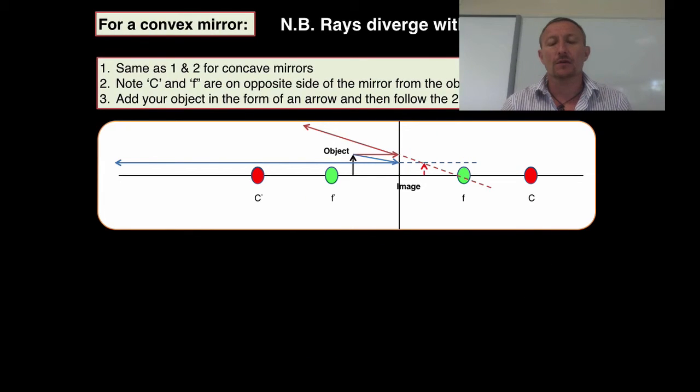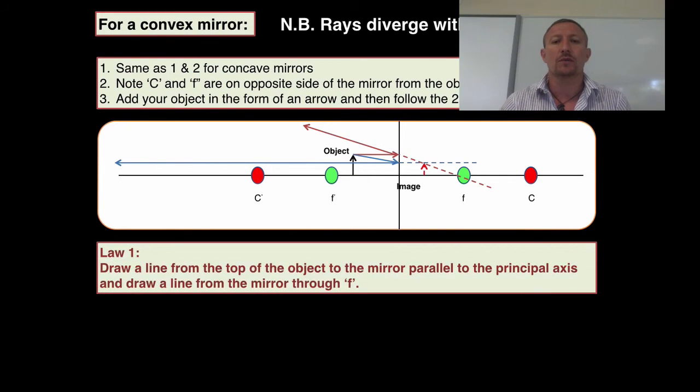And I follow the laws as normal. So let's start off with law 1. We go horizontal with the principal axis, and then I draw a line from the focal point, okay, noticing it's on the right hand side, and then I pass it back up from the mirror. Now remember that the rays are going to diverge and go outwards.